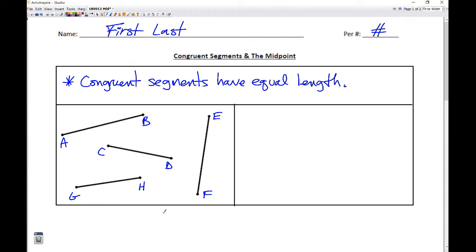So we've got these four different line segments here, and I'm going to tell you some information about these line segments. I'm going to tell you that line segment AB is 30 millimeters long. And I'm going to tell you that line segment CD is 18 millimeters long. And I'm going to tell you that line segment EF is 30 millimeters long. And I'm going to tell you that line segment GH is 18 millimeters long.